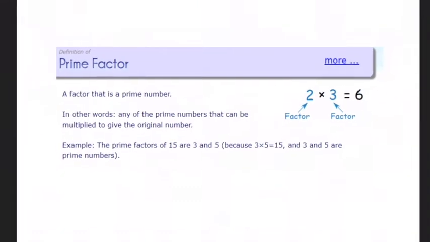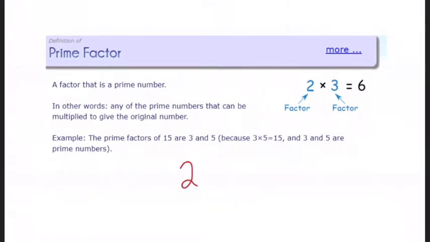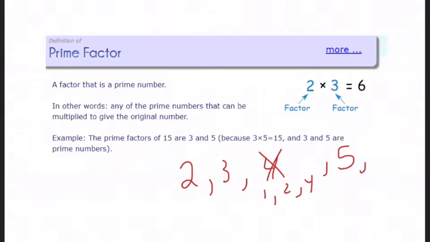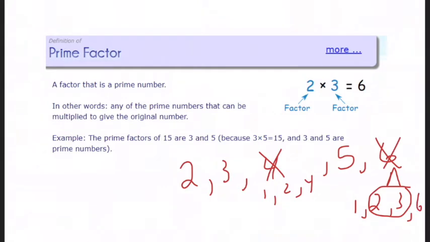So for example, 2 is prime, 3 is prime, 4 is not prime because the factors of 4 are 1, 2, and 4, because 2 times 2 is 4. 5 is prime, 6 is not prime. The reason why is the factors are 1, 2, and also 3, because 2 times 3 is 6, and then you also have 6. So that's what a prime number is.